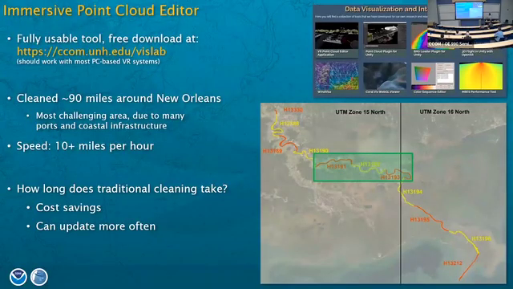So we not only developed that application, but we used it. We cleaned a huge chunk of the information that you saw in the previous slides. We cleaned 90 miles around New Orleans, and that's pretty bad in terms of noise, because there is a lot of infrastructure there. So that was a pretty hard part of the work. And we had a pretty good speed, 10 miles per hour. And you can imagine what it would be if you tried to use 2D applications. It would be a lot more time and effort.